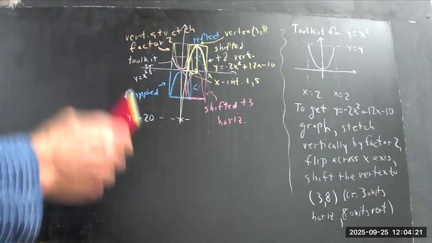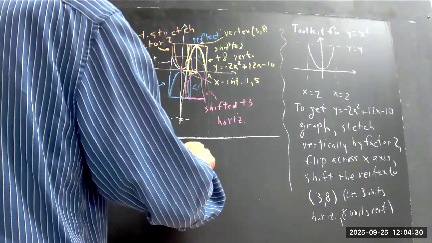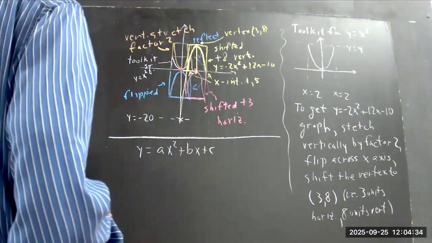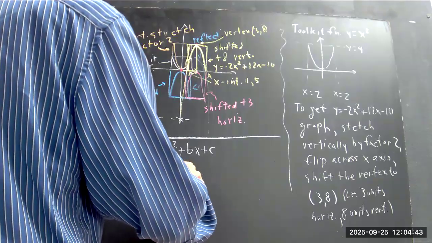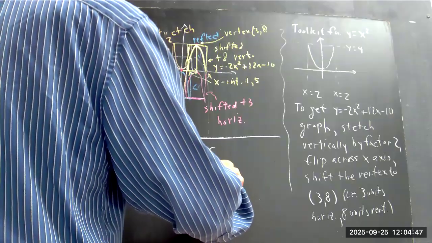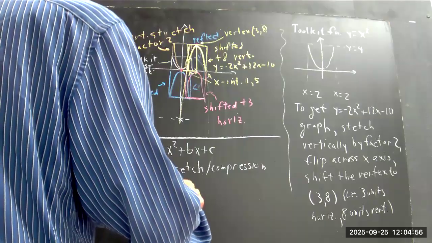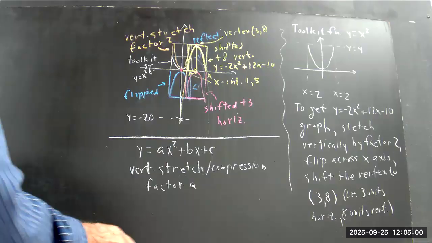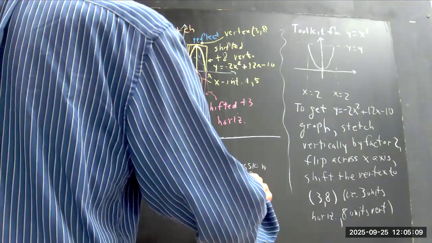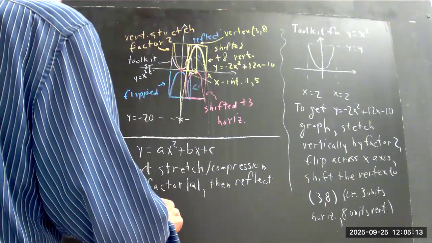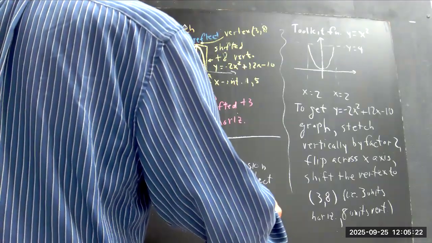Okay, anyhow, what else was I going to say about this? Well, the rule. Your vertical stretch or compression factor, I'm going to say is the magnitude of A. Then reflect through the x-axis if A is negative.